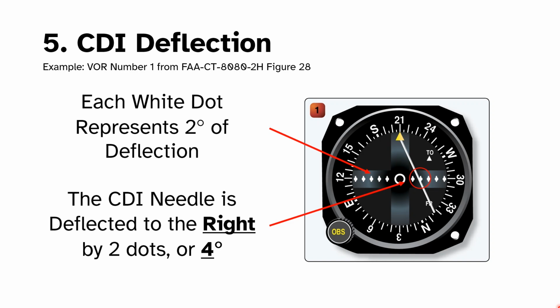Then you're going to take a look at your CDI deflection. In this case, the CDI is deflected to the right, I'd say about 4 degrees, and you could make an argument for 3.5. We're just going to simplify it. We're just going to call it 4 because it's 2 dots to the right.